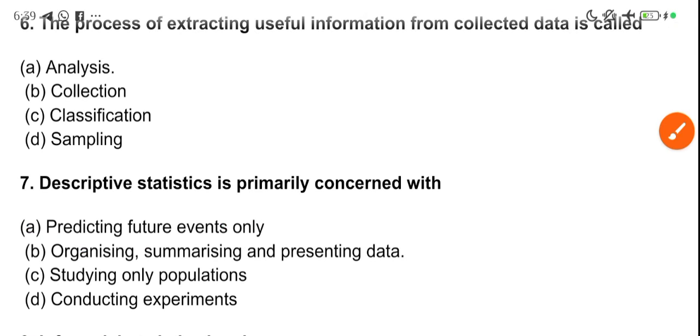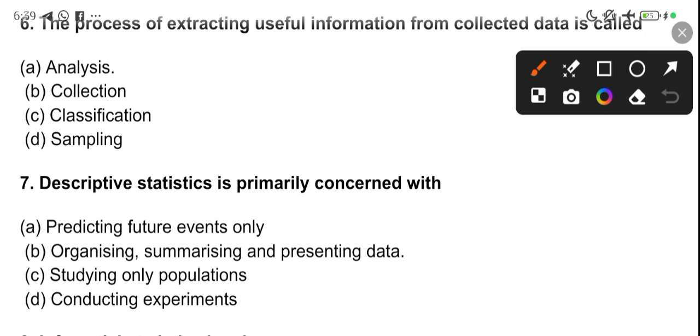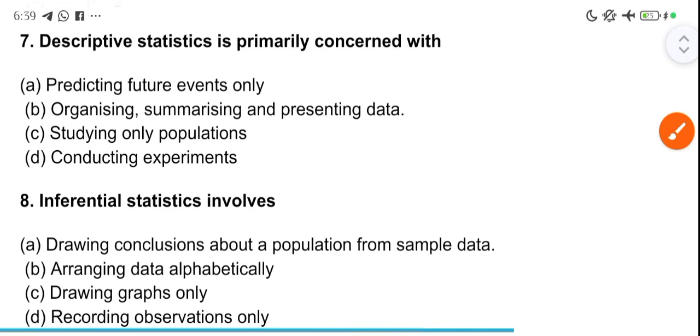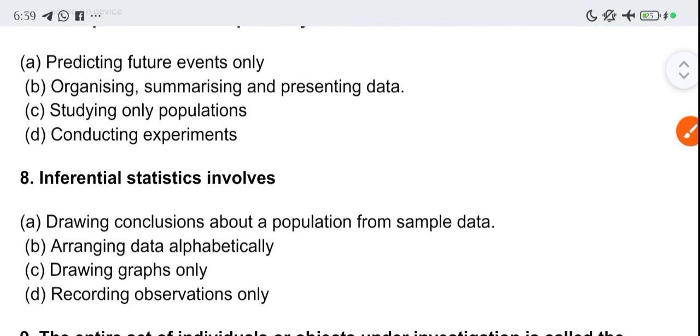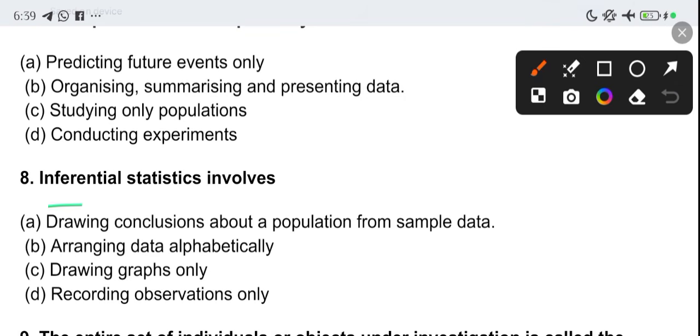This statistics is primarily concerned with organizing, visualizing, and presenting data. That is your descriptive statistics. Inferential statistics involves drawing conclusions about a population from sample data. Statistics basically is more like a scientific process, and we have the descriptive and we also have the inferential. Inferential is basically the conclusion drawn from the data that you have studied.